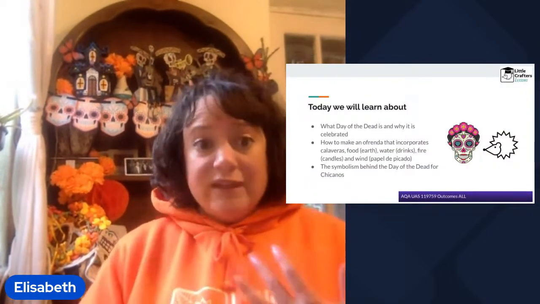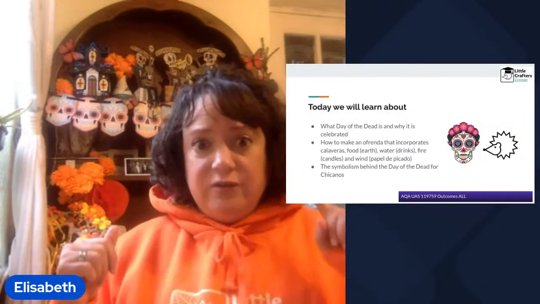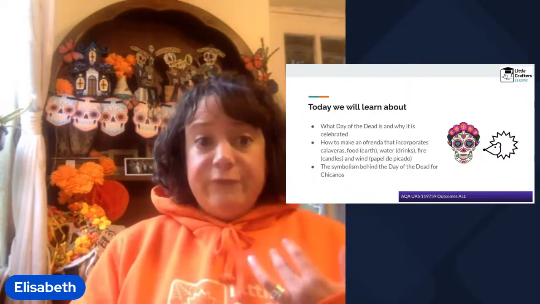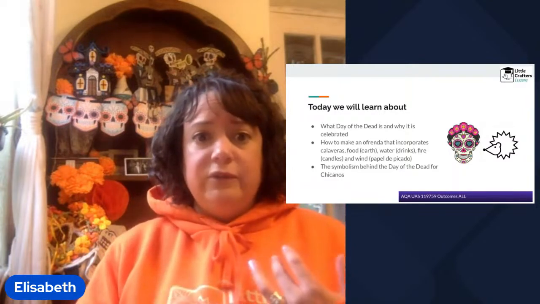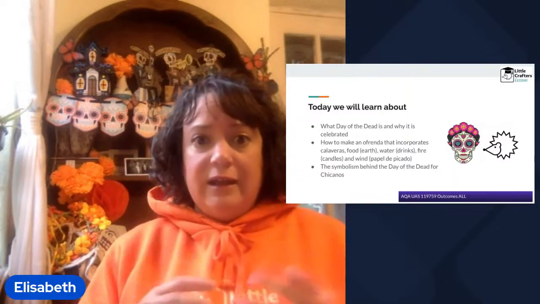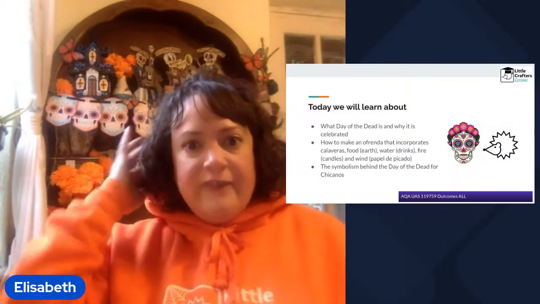Lovely. So today what we're going to learn about is what Day of the Dead is and why it is celebrated, how to make an ofrenda, and I'll show you mine behind me. I'll make myself bigger in a second. That incorporates food, which we consider earth, water, drinks, that's the other element. Fire, we tend to use candles, and wind, we use papel de picado, and I'll show you some examples of that. And the symbolism behind Day of the Dead for Chicanos.